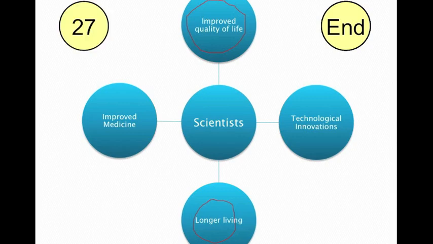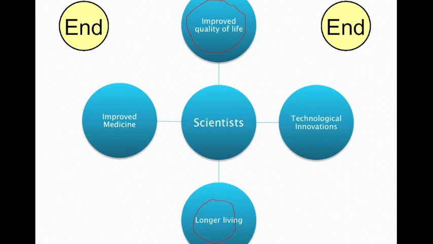So one thing that scientists do is they basically have improved the quality of our lives. Certainly we live longer, and that's directly a result of what science has been able to do. Science has provided improved medicine, which keeps us healthier longer and helps us fight against diseases that long ago would have killed us, which of course leads to a longer life as well. Science has also provided a lot of technological innovations. Computers, for example, and cars and so on help make the quality of our lives better too.